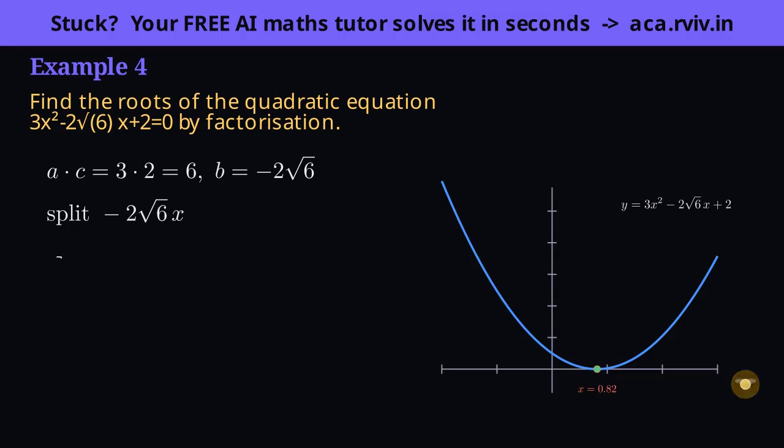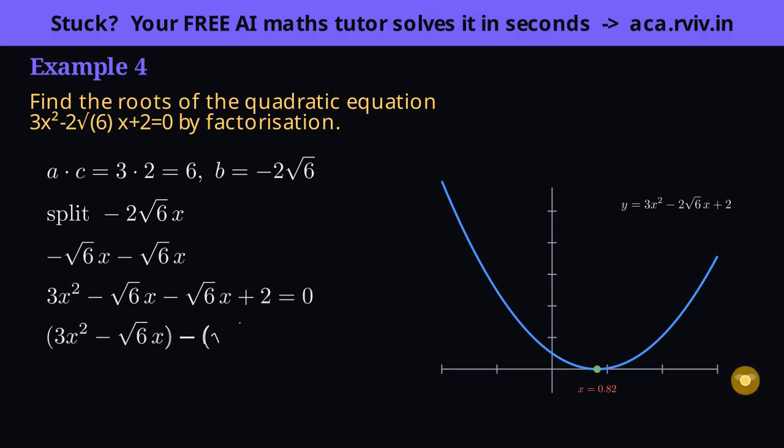Here's the neat observation. Root 6 times root 6 is just 6, and root 6 plus root 6 is 2 root 6. So the two equal pieces, minus root 6x and minus root 6x, fit both conditions perfectly. Equal pieces already hint the answer will be a repeated root. Rewrite the middle term as that split, so the four terms are ready to group. Group into two pairs, watching the sign carefully as we pull the minus outside the second pair.